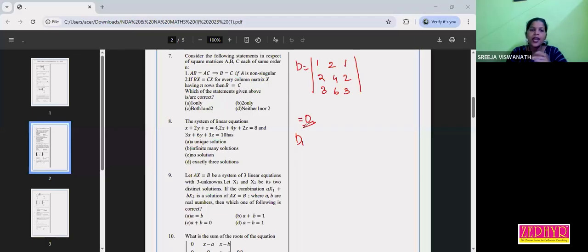If it is non-zero, we can directly go to option A. If it is 0, then check D1. D1 is equal to the first column, the constants 4, 8, 10, and the second column 2, 4, 6, and the third column 1, 2, 3. What is D1?